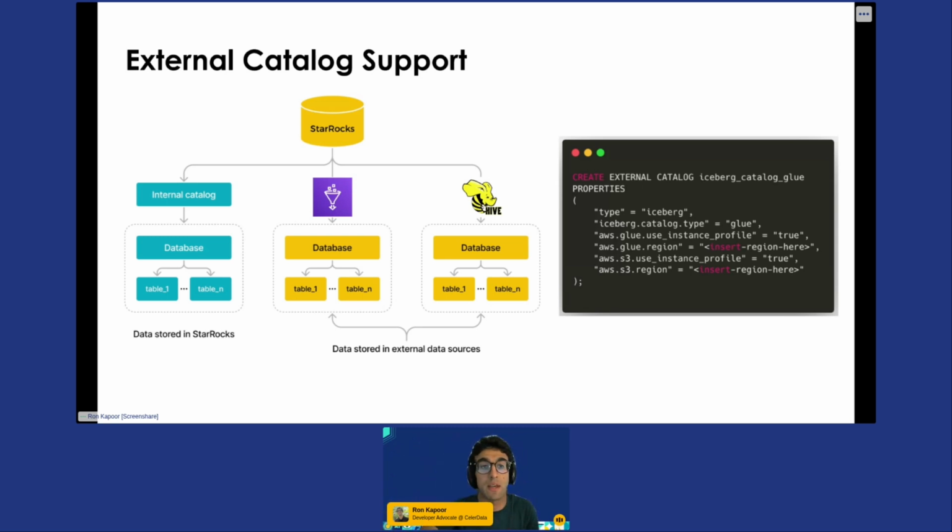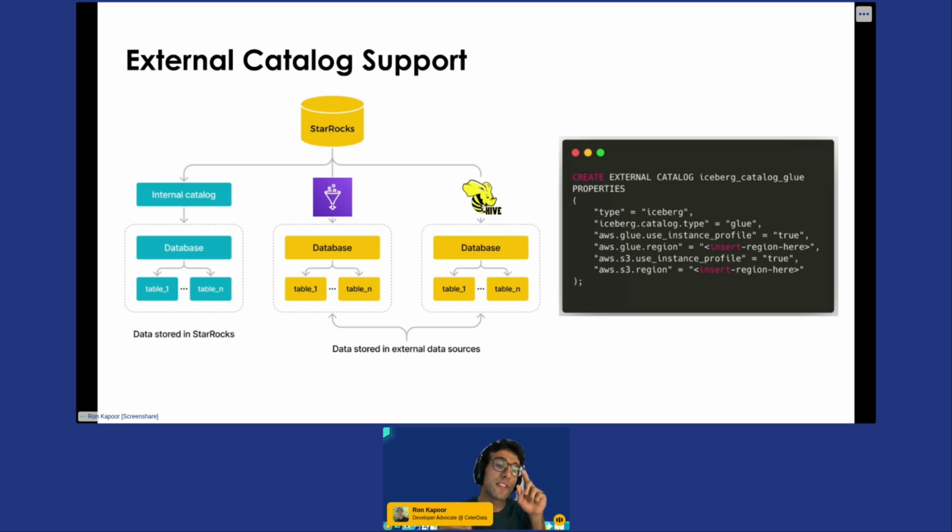Looking at this example, we have StarRocks in the center with an internal catalog on the left where the data is stored, but then an external catalog connected and managed by, say, Glue or Hive. But our external catalog support goes far beyond that into Hudi, Delta Lake, JDBC or Paimon, for example. In this example in the middle, I chose Glue just because it sits nicely within the ecosystem.